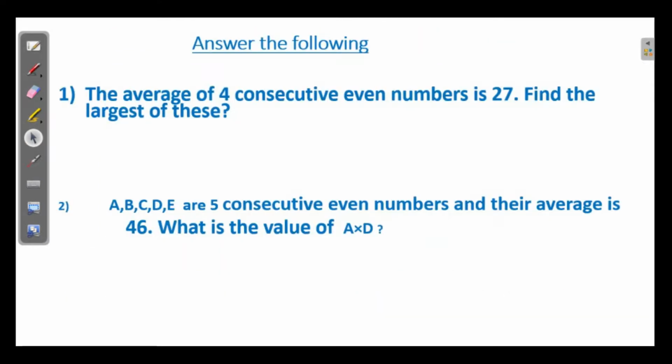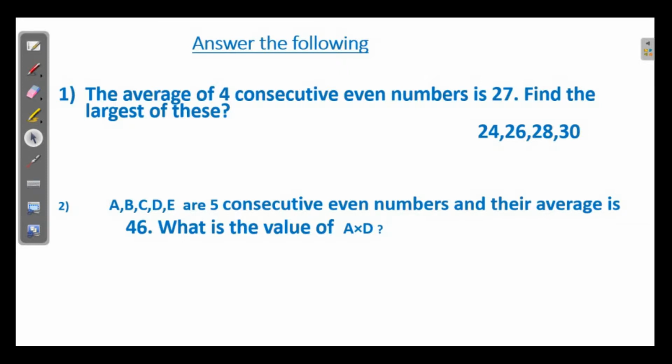Then answer the following. You have to answer it yourself. For that, pause the video, do it yourself, then only check the answers. Okay, the first question is, the average of 4 consecutive even numbers is 27. Find the largest of these. 4 consecutive even numbers, average is 27. So, 27 is the average of the middle two numbers, 26 and 28. In between, it is 27.